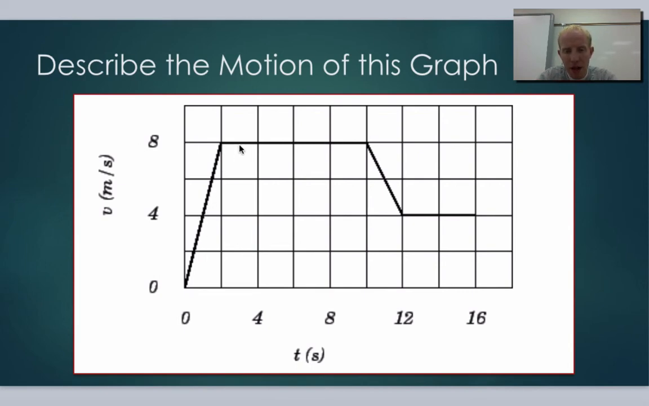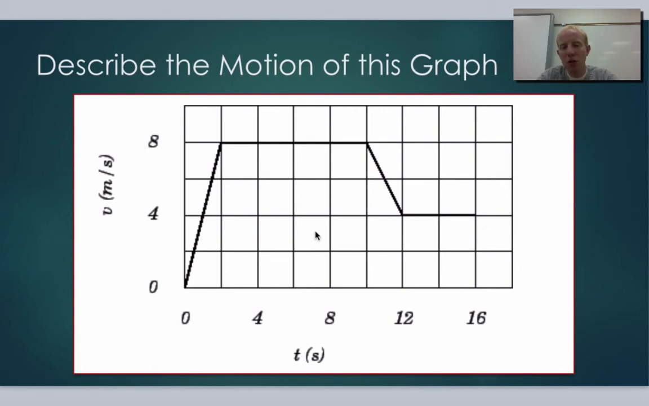And then it's not sitting still, it's moving at that speed, consistently. It's consistently going 8 meters per second for this time right here. Then it slows back down to 4 meters per second, and then it continues to go forward at 4 meters per second. Keep in mind the whole time this object is moving forward. It's just speeding up, moving that speed, then slowing back down and moving that speed.